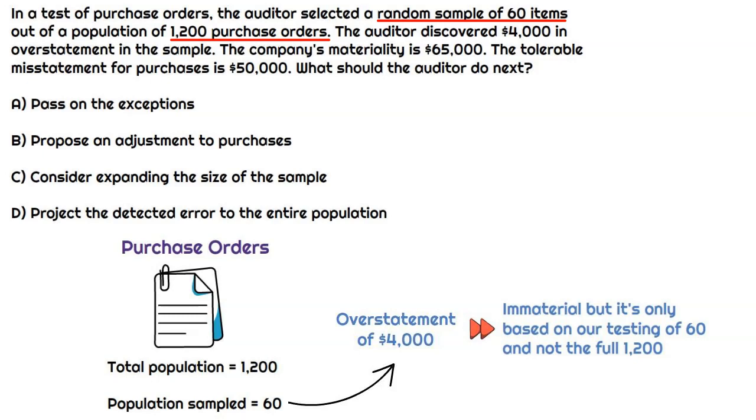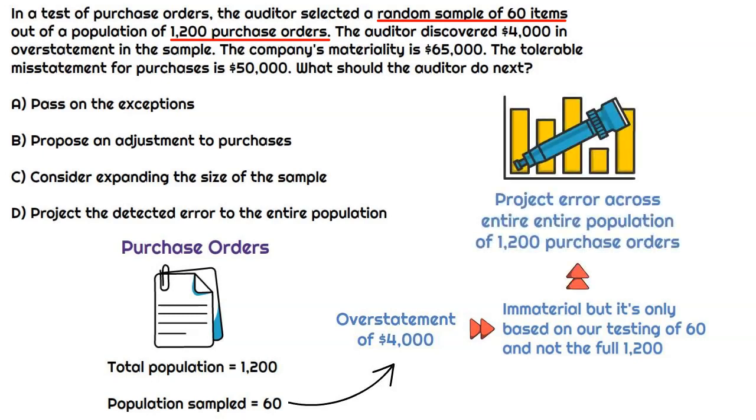Now, we don't necessarily need to know how to project that for this question, but what we would do is use a little template and say, okay, based on our testing of 60 items, if we were to project this $4,000 overstatement across the entire population, well, that assumes, right, that the other part of the population has some similar characteristics, and part of that population will be overstated as well, right? That's what we have to assume when we do sampling and projections.